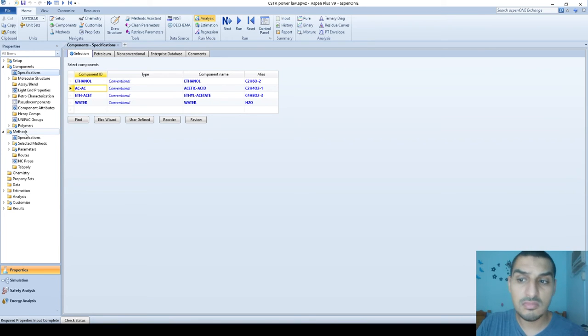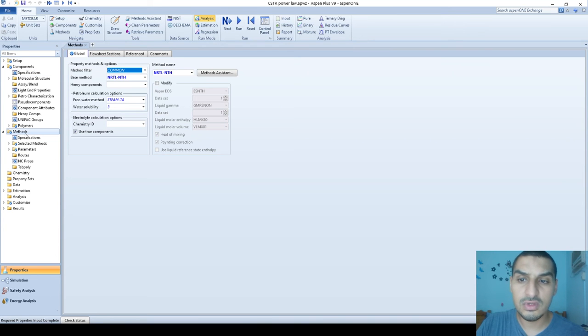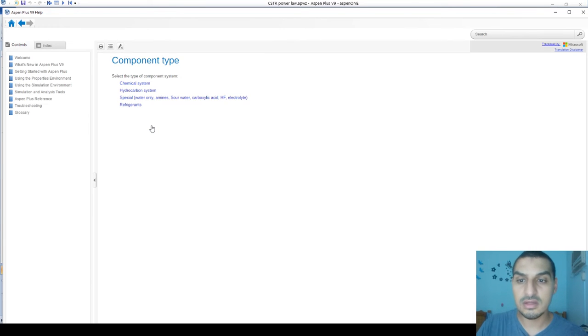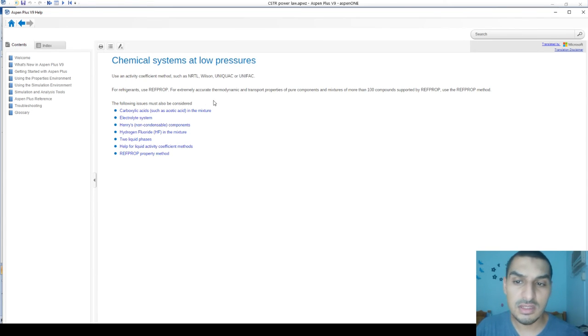So I know that I'm going to go for an activity coefficient model, but again, for some reason, I want to go for the method assistant. The component type is a chemical system, and it's not at high pressure. And again, like what we did last time, it's going to suggest NRTL or an activity coefficient model like Wilson, whatever. But here we have a carboxylic acid, which is acetic acid.